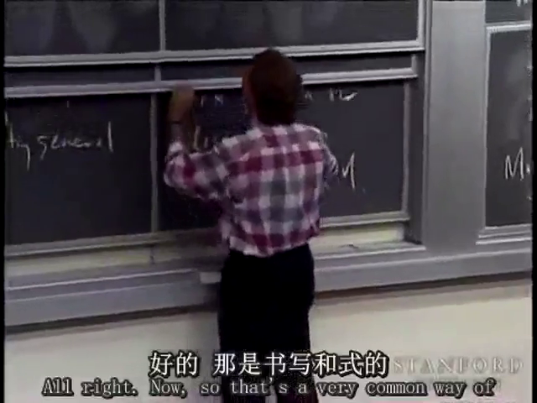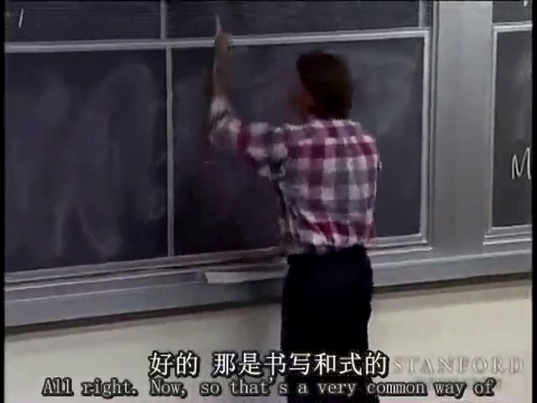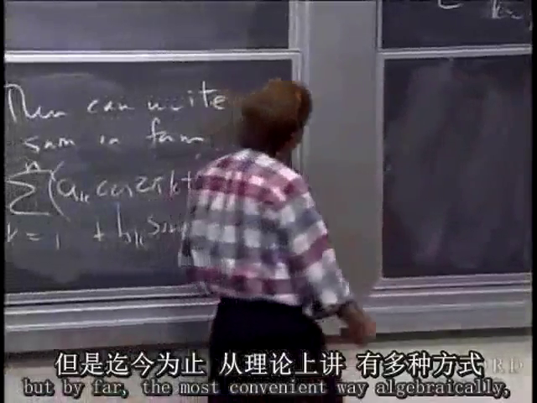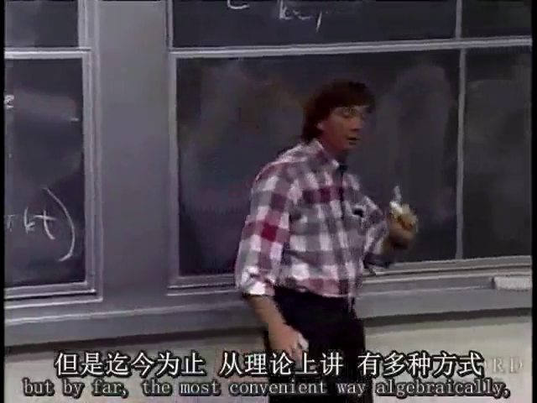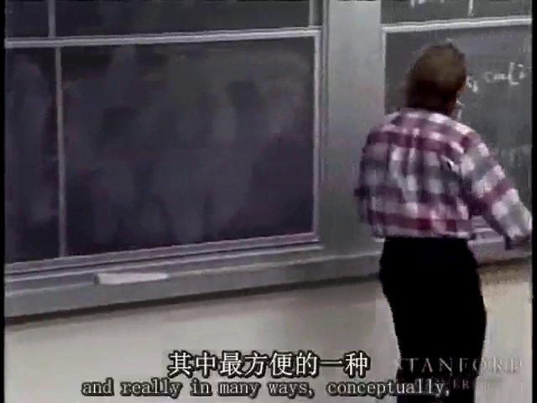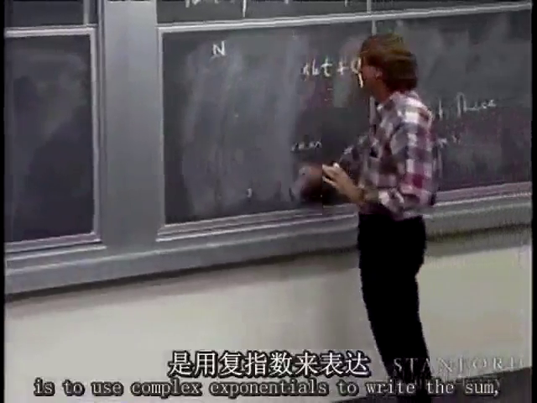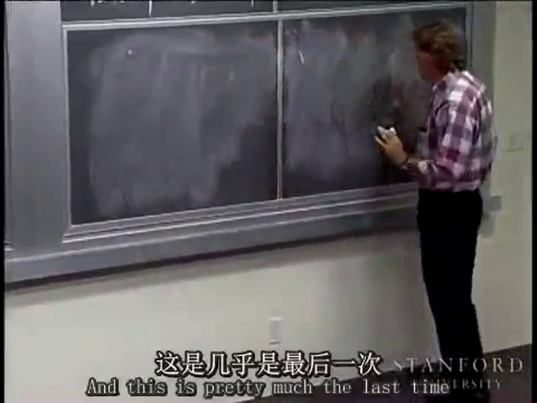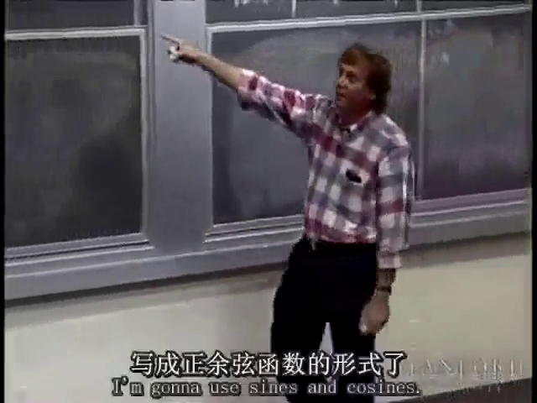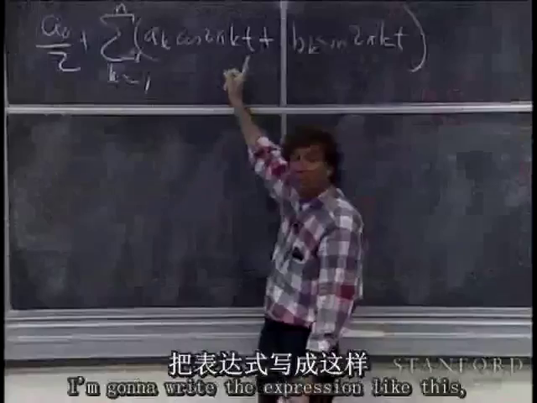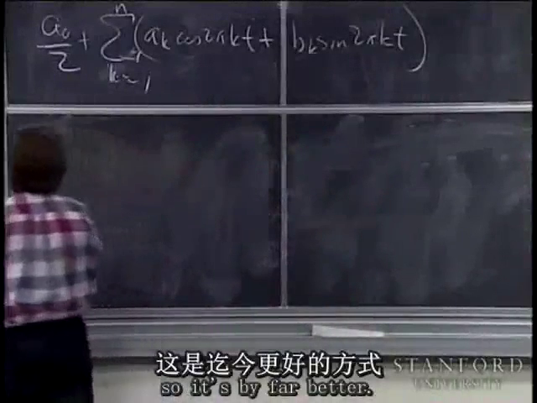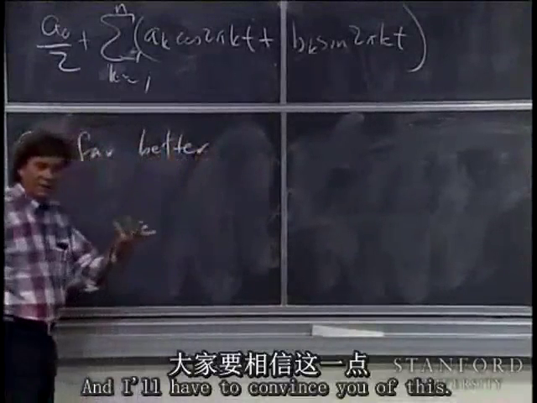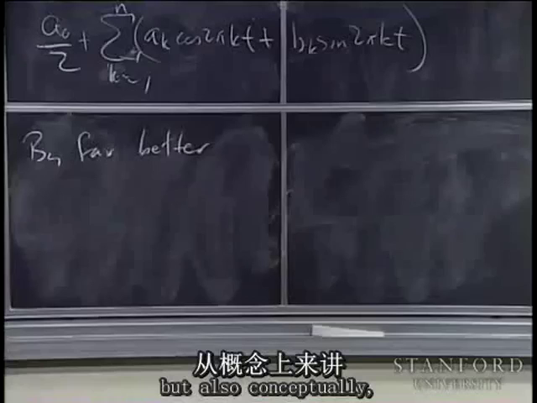All right, now, that's a very common way of writing the form of the sum, but by far the most convenient way algebraically, and really in many ways conceptually, is to use complex exponentials to write the sum, not the real sines and cosines. And this is pretty much the last time I'm going to write the expression like this. So it's by far better, and I'll have to convince you of this, primarily algebraically, but also conceptually.